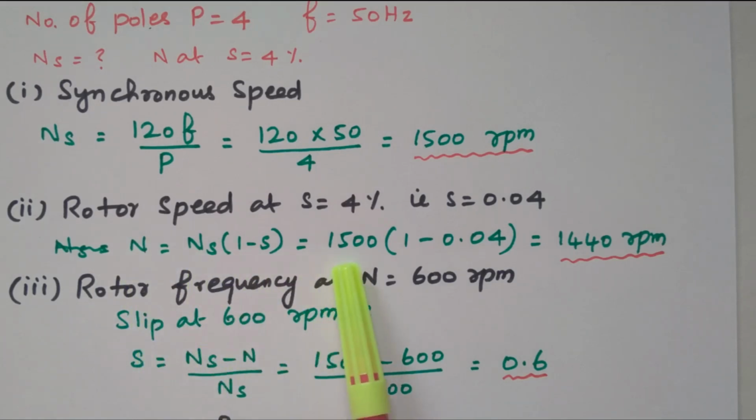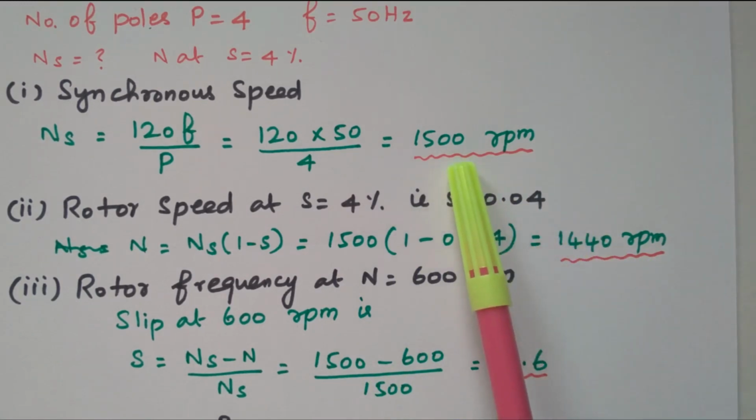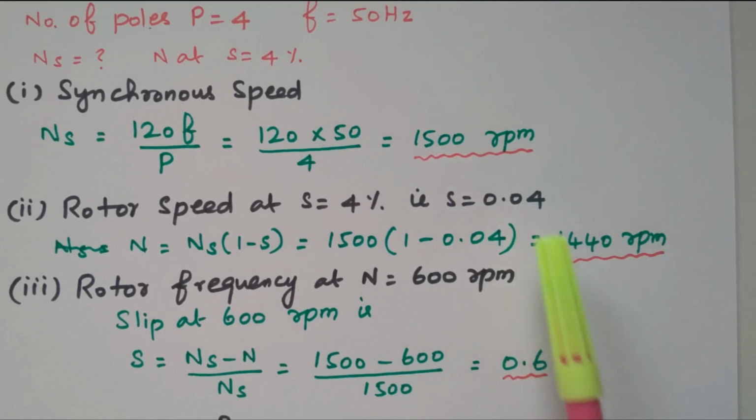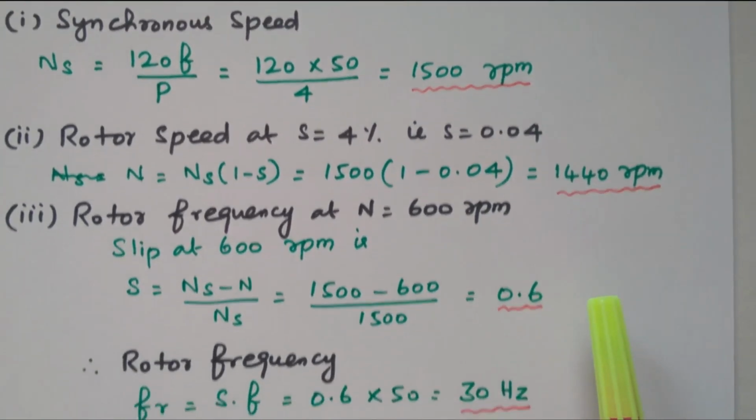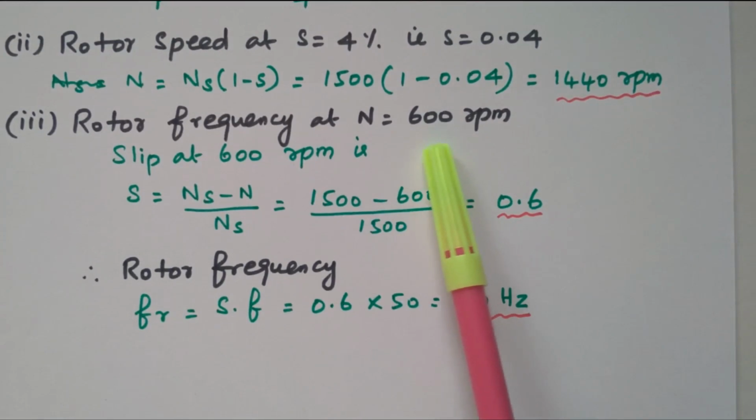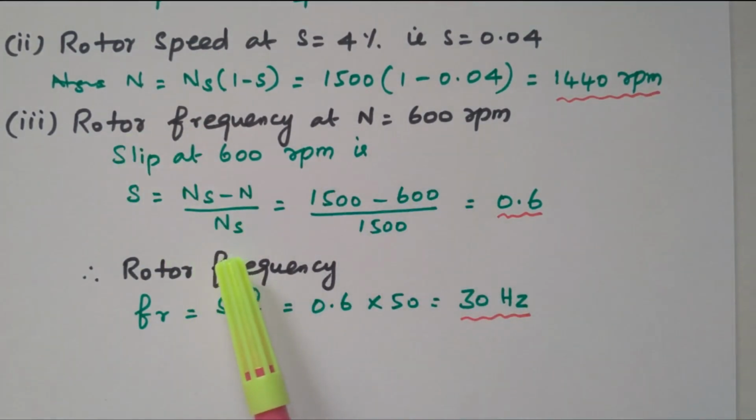So ns is 1500, which we just calculated, into 1 minus the slip 0.04. So 1500 into 1 minus 0.04. By simplifying this we got 1440 rpm. So the synchronous speed is 1500, and because of the slip, the motor rotates at 1440 rpm. Now we will find the rotor frequency for a given speed of 600 rpm.